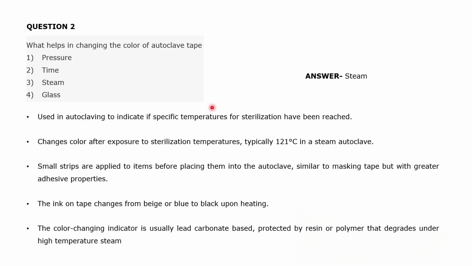So this is why autoclave tapes are used in autoclaving. And the color change, the transition from the beige or blue to black color, is due to the steam generation that is taking place within the autoclave, upon time.